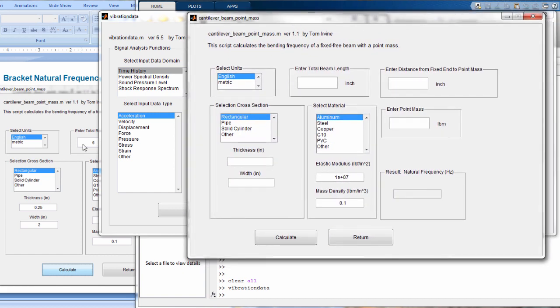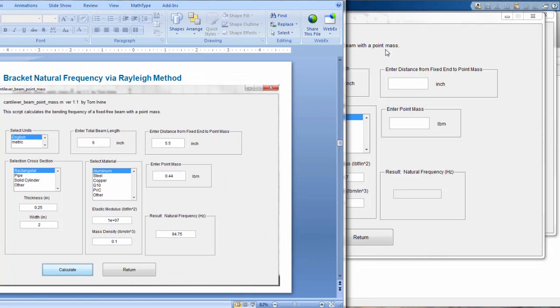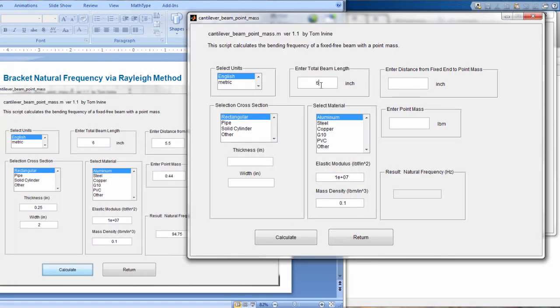So let's see if I can remember my numbers here. Our beam length is going to be 6 inches. The thickness is going to be 0.25 inches. The width 2 inches. It's going to be aluminum, so the properties are already given there. Our point mass is 0.44 pounds, and it's going to be 5.5 inches from the fixed end. So it's close to the free end of the beam, but just inside by half an inch. So let's go ahead and calculate.